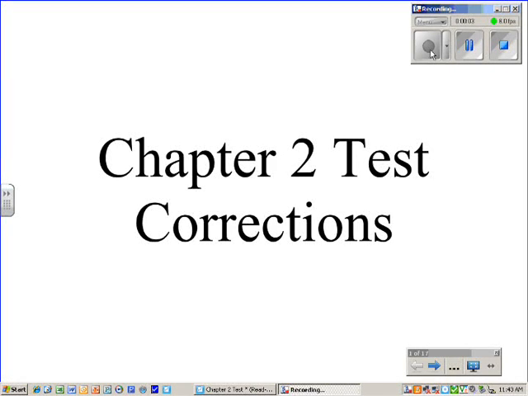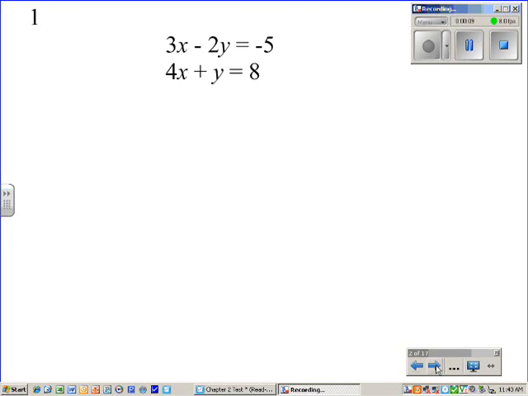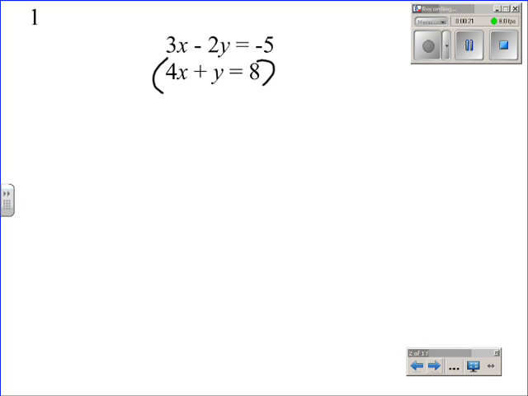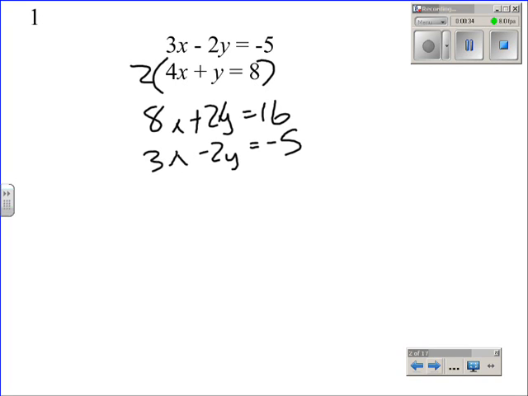These are the corrections for the Chapter 2 test in pre-calculus. In problem 1, you were asked to say which term or terms describe this system. We use elimination to solve this system for x by multiplying 2 times the bottom equation and adding it to the top equation. We get 11x equals 11, and therefore x equals 1.